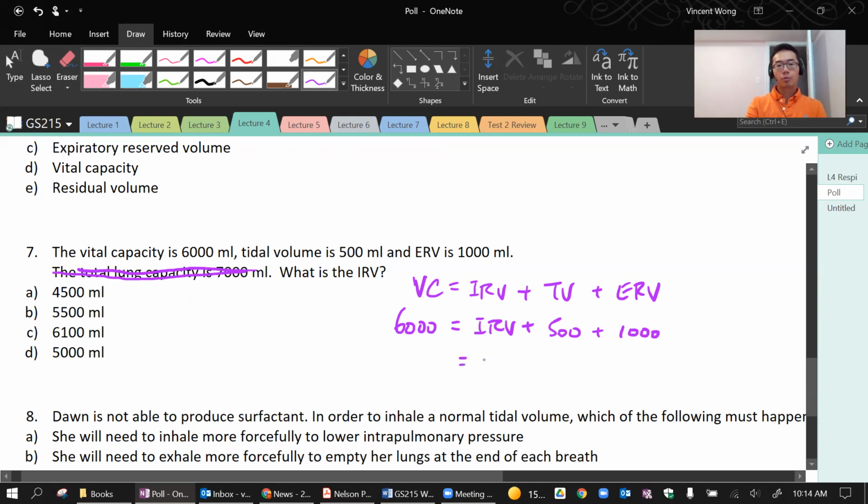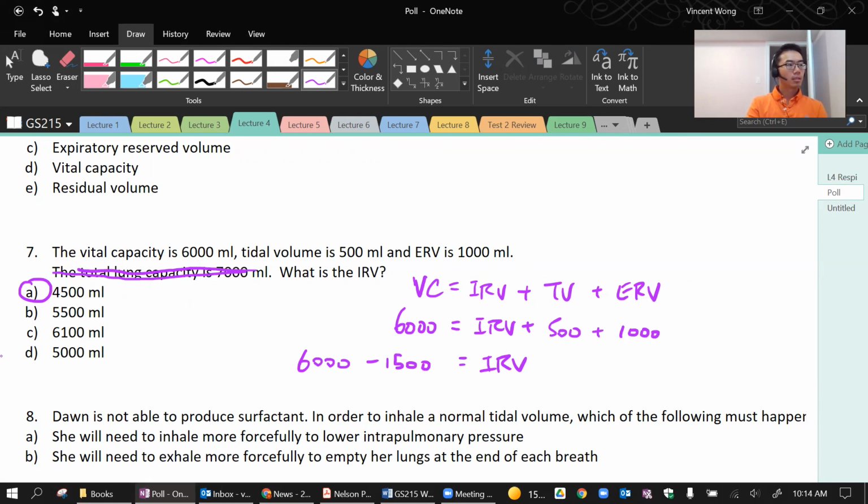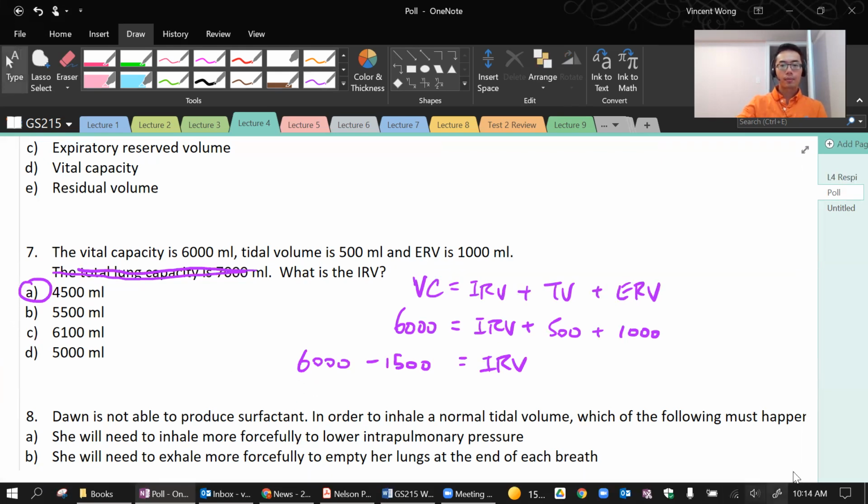So here, I'm sure you learned how to do this in math class. 500 plus 1,000 is 1,500, and you move it to the other side, right? That's going to be 4,500. Any question about how to calculate these things? Okay, make sure you know how to calculate it for the test. I'm sure you will run into a question like that.